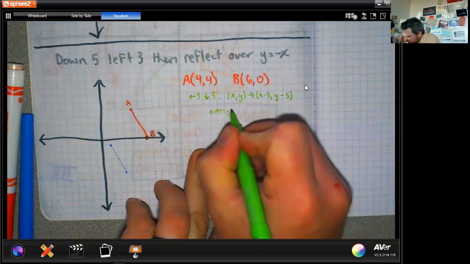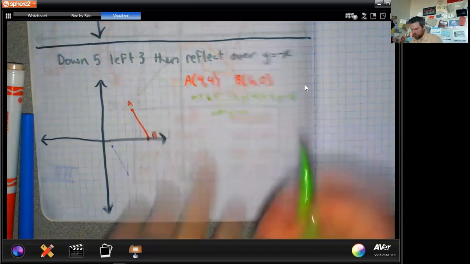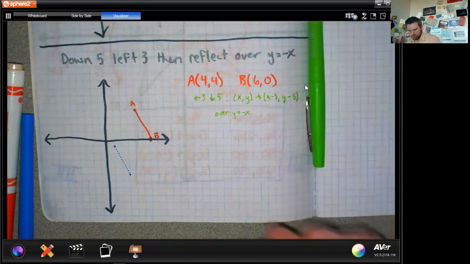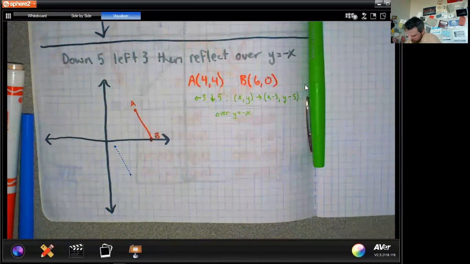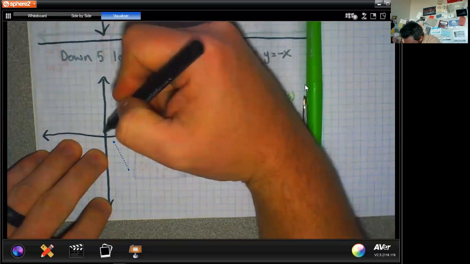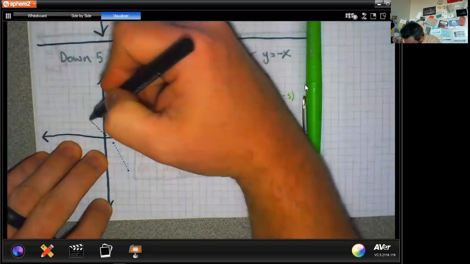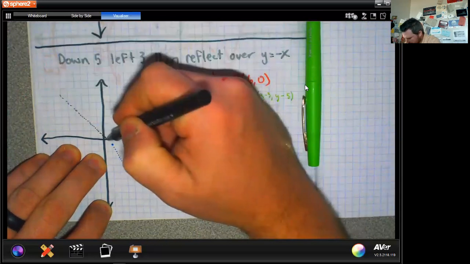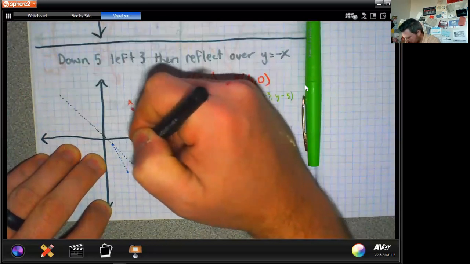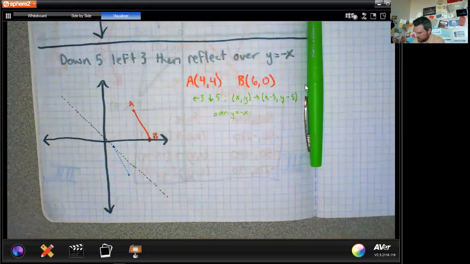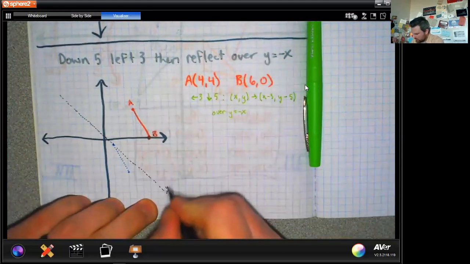y equals negative x. Okay, and we'll get there in just a second. So we need to draw the line y equals negative x. So that's a line that you're going to have to know. Okay, and that is a diagonal line that has a negative slope. So it falls and it goes through 0, 0. Okay, so there's that line right there. y equals negative x.